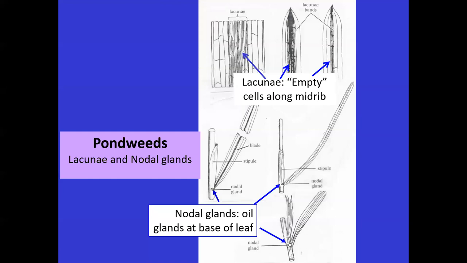The pondweeds also have lacunae, which are empty cells. And some of the keys will refer to lacunae as empty cells along the midrib. Sometimes they'll say 1 to 4 rows of lacunae, which I don't think is too helpful, or sometimes it'll say 0 to 4. So if it doesn't have any, then you're not going to see any. But anyway, it's good to be aware that some of these plants do have conspicuous empty cells right along the midrib. Another feature that is really important are these nodal glands that are pictured down here in the bottom. And those are little oil glands right at the base of a leaf. Again, like the attached stipule, only a few pondweeds have these glands. So if you can see them, you've narrowed down which plant you have tremendously.